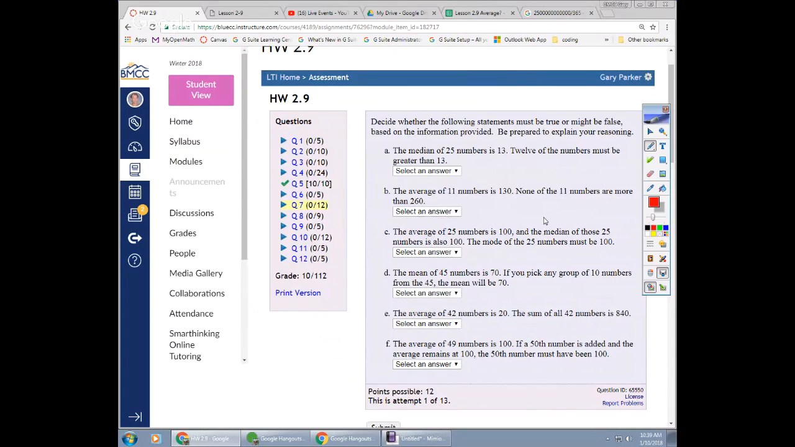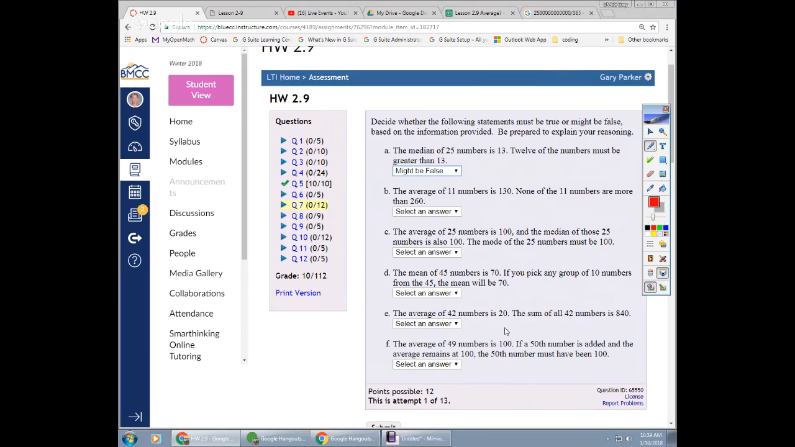So let's just do a couple of them. A, the median of 25 numbers is 13. 12 of the numbers must be greater than 13. Maybe or true. Dennis says no. It could be true, but maybe not. Yeah, this one depends. So this might be false. It depends on the number set.